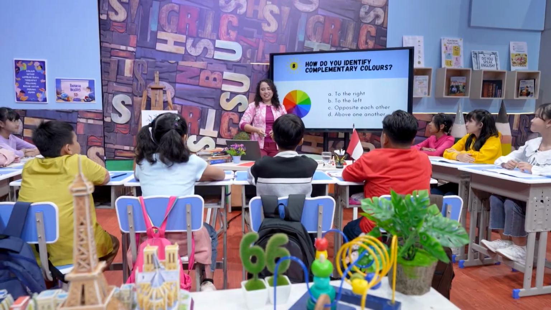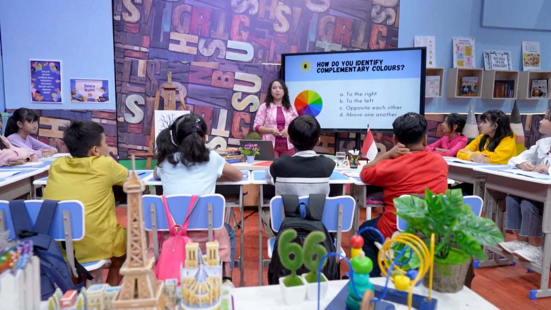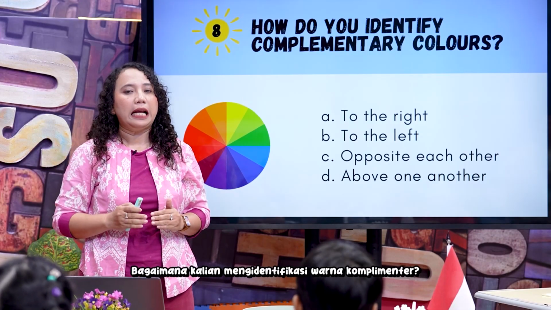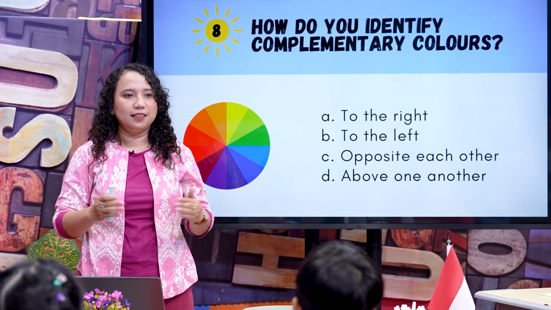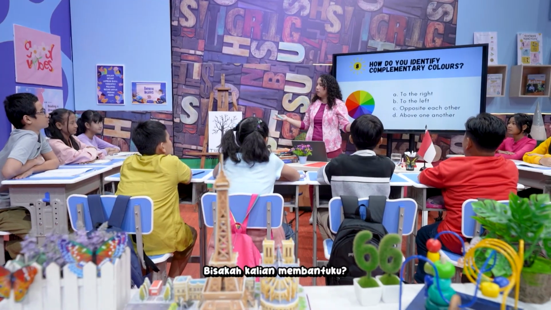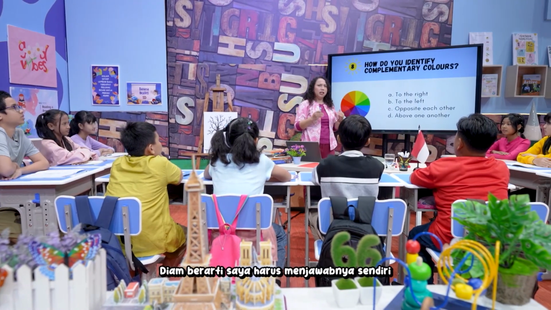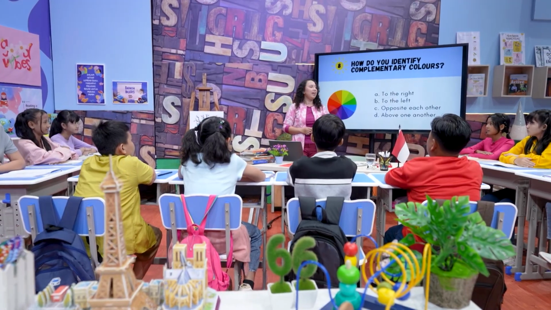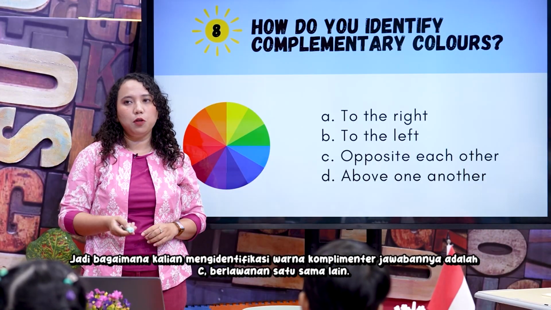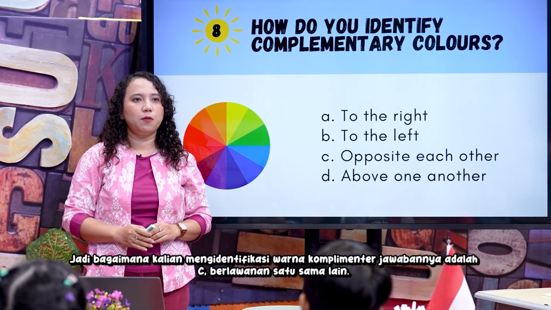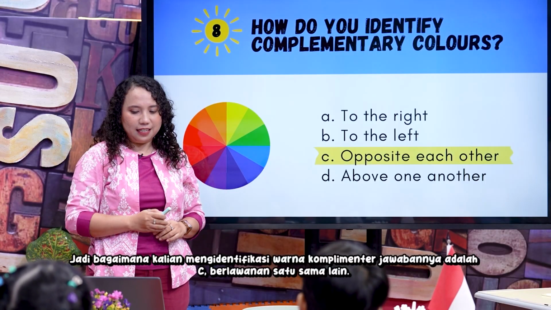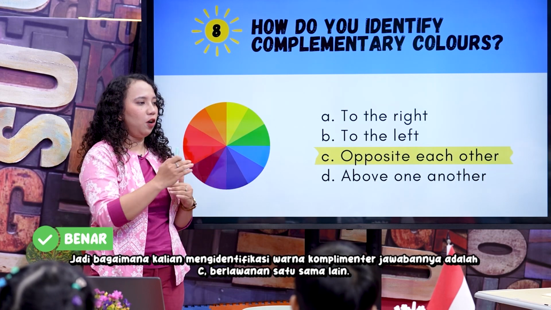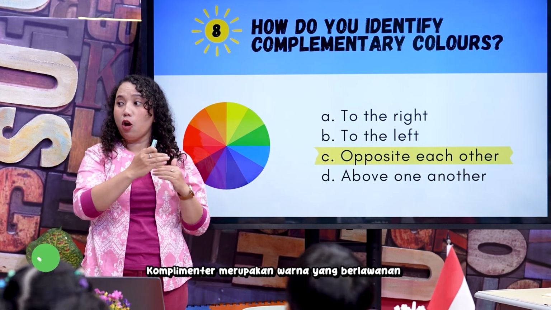All right. Next. How do you identify the complementary colors? Can you help me? Silence means I have to answer by myself. Okay. So, how do you identify the complementary color? The answer is C. Opposite each other, complementary. That's the color, the opposite color.